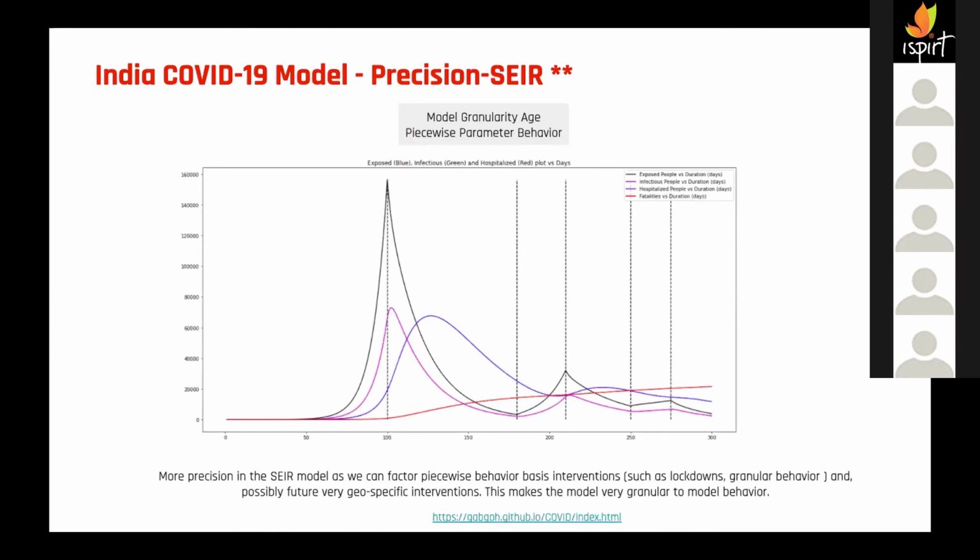The second piece was we wanted to break the compartments into age bins. So we have broken it up into 0 to 20, 20 to 40, 40 to 60, and 60 and above. The reason is that generally those 60 and above, with a lot of other comorbidities, have a larger health risk. So when you want to give operational insights, you want to be able to break this up by the age bins.